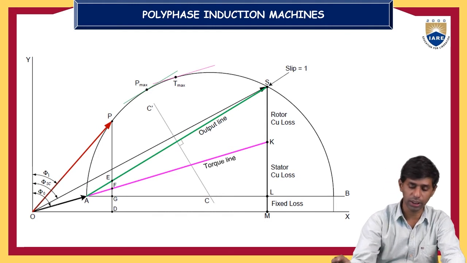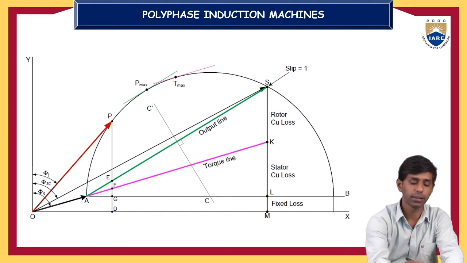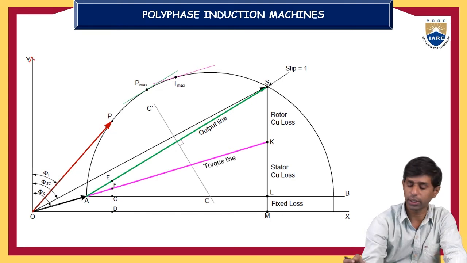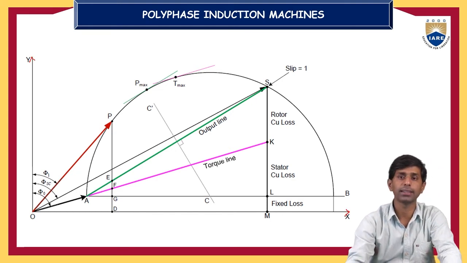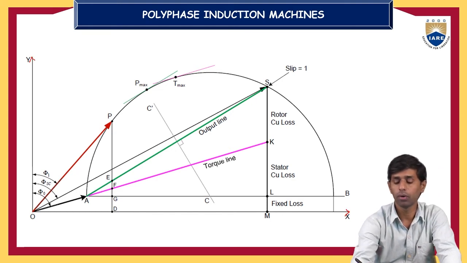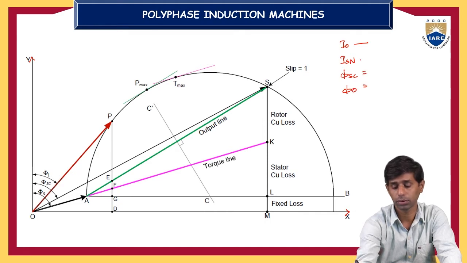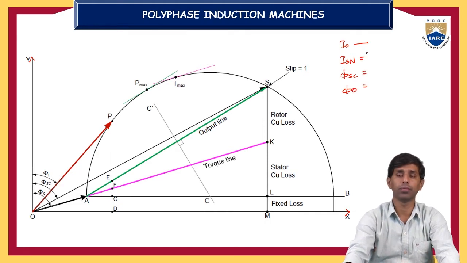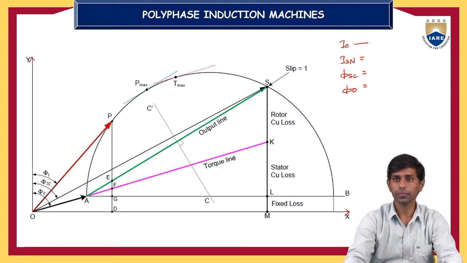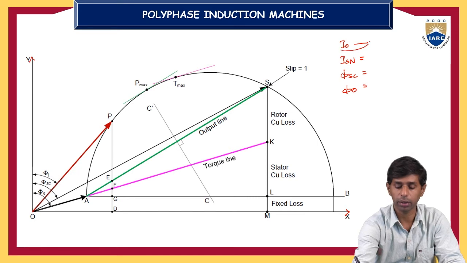Let us first of all draw the coordinates x and y axis. This is the y axis, vertical, and this is the horizontal axis, x axis. First of all, we know I naught, and we know ISN, we know phi SC, and we know phi naught. These are the things we know. You already calculated. First of all, draw no load current I naught.